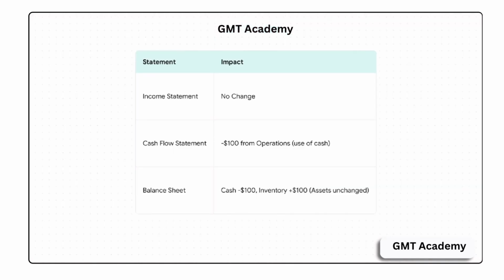First, the income statement. Anything happen? Nope, no change at all. You haven't sold the inventory, so it's not an expense yet. Second, the cash flow statement. Well, you used cash, so cash flow from operations goes down by $100. Simple enough. Finally, the balance sheet. It has to stay in balance, right? So cash goes down by $100, but inventory, which is also an asset, goes up by $100. The asset side just swapped one asset for another. The total stays the same.